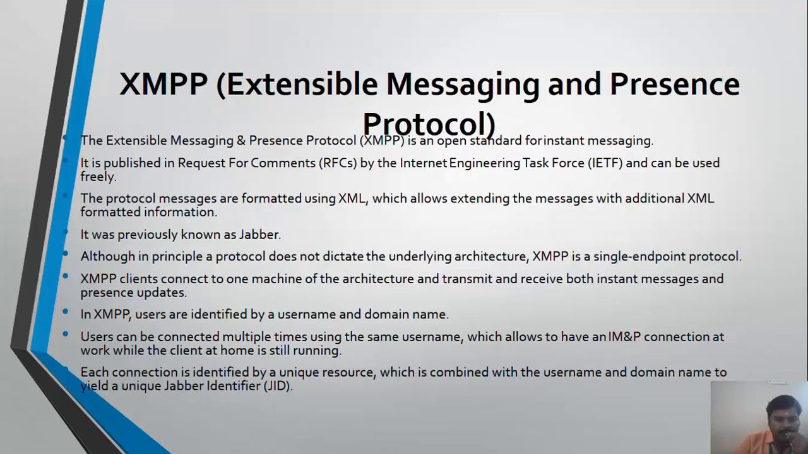Although in principle a protocol does not dictate the underlying architecture, XMPP is a single endpoint protocol. XMPP clients connect to one machine of the architecture and transmit and receive both instant messages and presence updates. In XMPP, users are identified by username and domain name. Users can be connected multiple times using the same username, which allows having an IM connection at work while the client at home is still running. Each connection is identified by a unique resource, which is combined with username and domain name to yield a unique Jabber identifier.